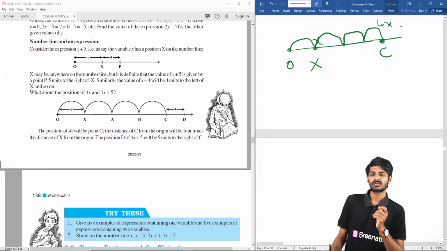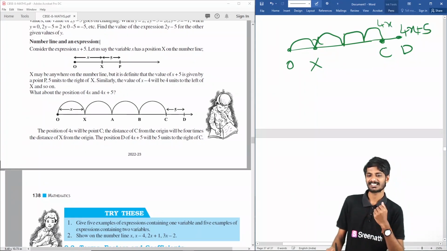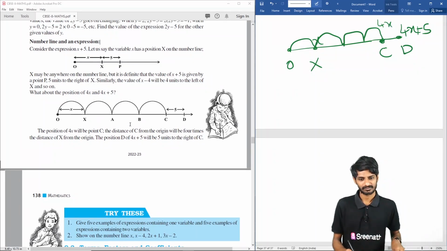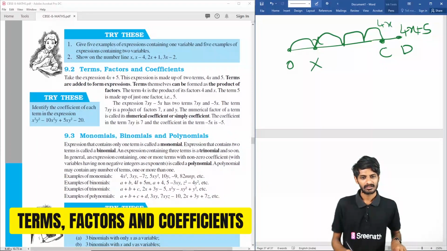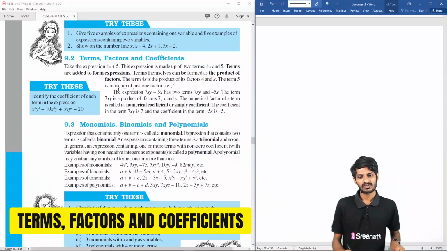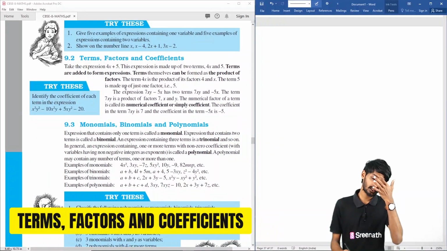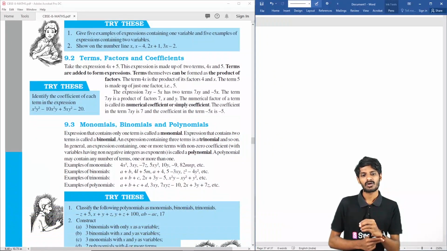Now we are going to add plus 5 to it. So 4x plus 5. At this point D we are having 4x plus 5. That's it, students, like that we have to do. Now, terms, factors and coefficients.